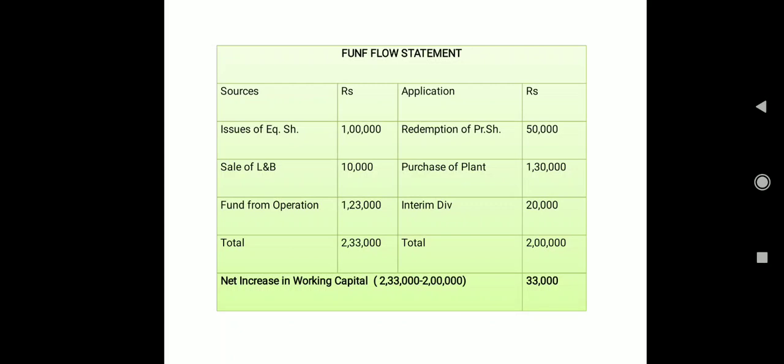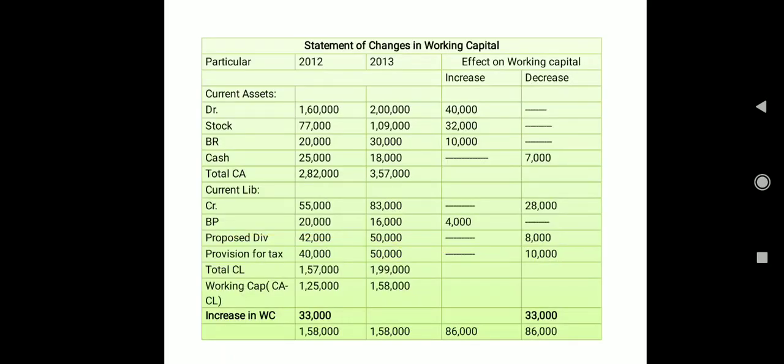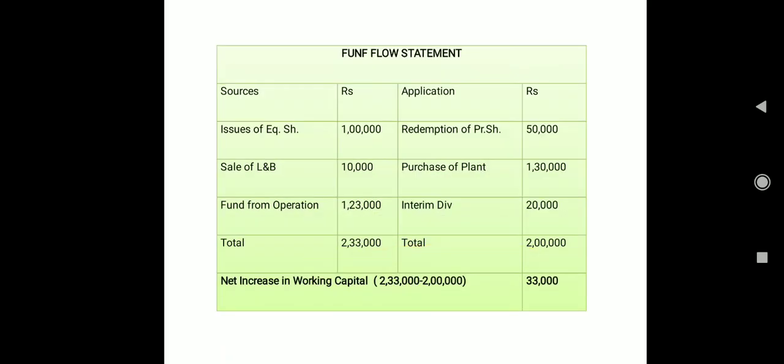Make the total. On the sources side the total is 2,33,000, and on the application side the total is 2 lakh. And then if we calculate the net increase in working capital, 2,33,000 minus 2,00,000, which is exactly the same as what we got in our statement of changes in working capital. Increase in working capital 33,000.